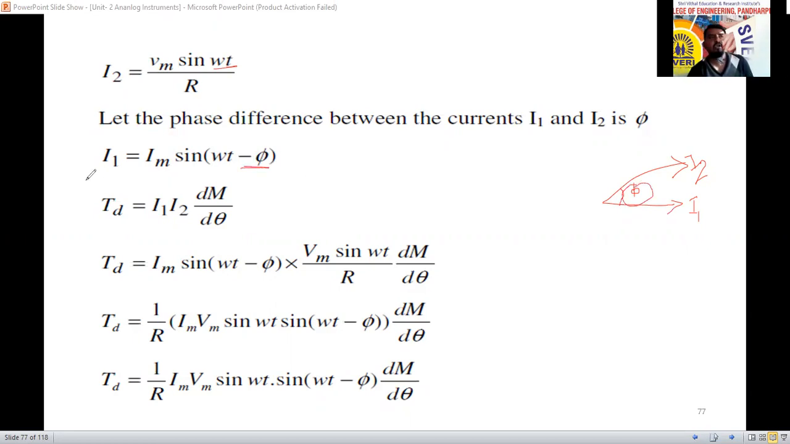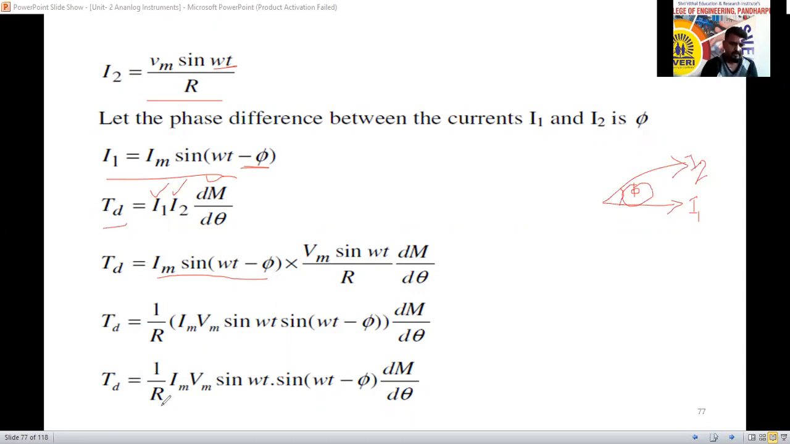According to the torque equation of the EMMC, we already know that TD equals I1 I2 dM by d theta. Substituting the I1 value and I2 value in this equation: I1 equals Im sin(omega t minus phi), I2 equals Vm sin omega t divided by R. Taking Vm Im by R outside, we get Im Vm sin(omega t minus phi) times dM by d theta.